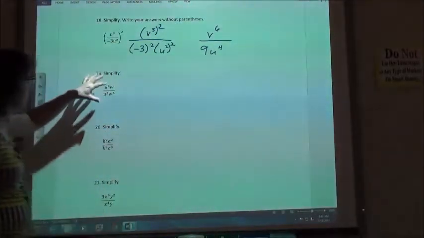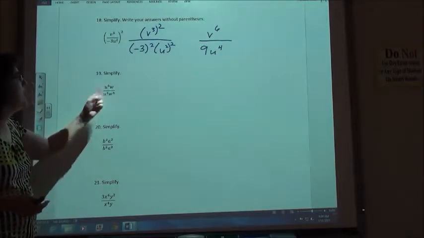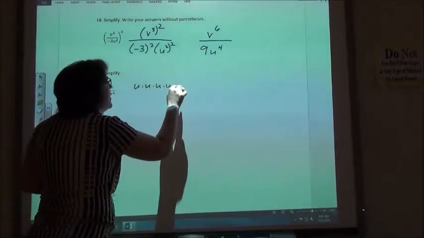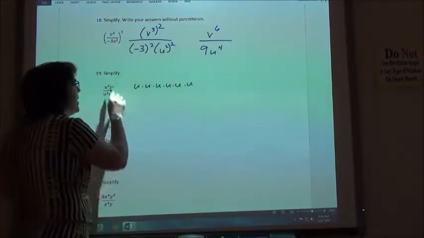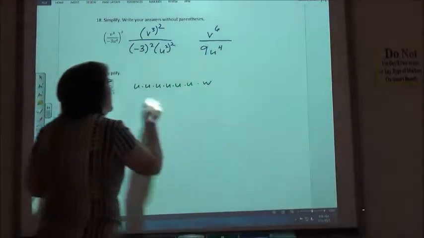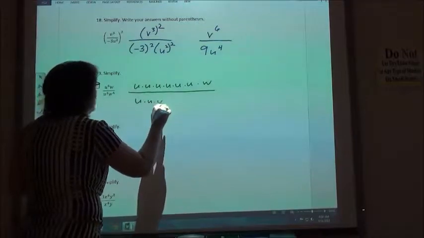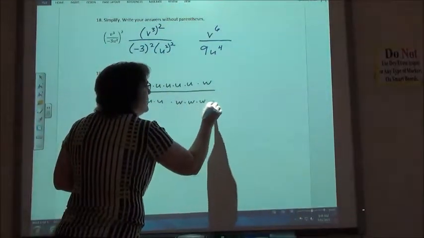The next ones, we're simplifying fractions, and in this case we're thinking about canceling things out. So again, if I do it the long way to explain what my rule is, u to the 6th means I have u times u times u times u times u times u. 1, 2, 3, 4, 5, 6 of them. Then I have times a w. On the bottom I have u to the 3rd, u times u times u, and w to the 4th. w times w times w times w.